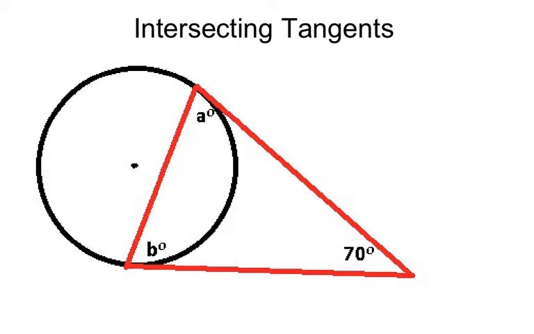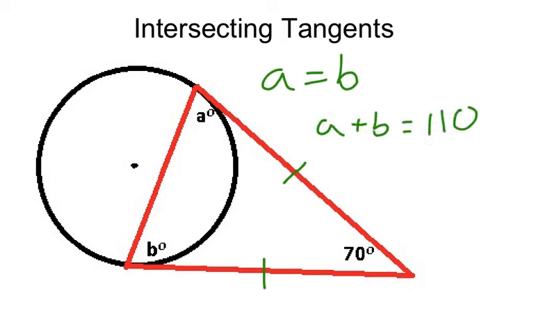In this question we have two tangents that intersect. The angle at the intersection is 70 degrees. Well, what we know is that this length is the same as this length. That's what our theorem says. So we have an isosceles triangle. So we know that A equals B, and we also know that A plus B plus 70 is 180. So A plus B is equal to 110. But if A equals B, then A equals B equals a half of 110, which is 55 degrees, because they have to be the same.